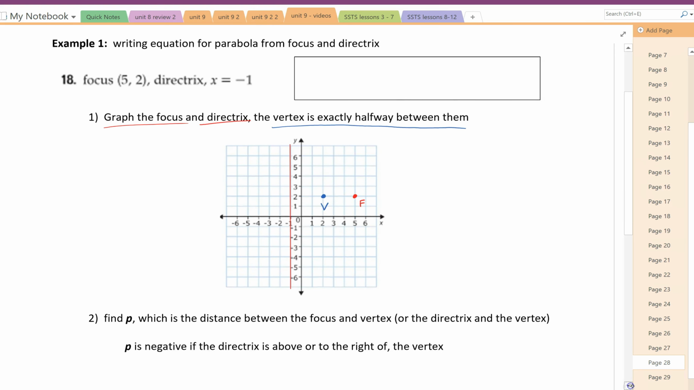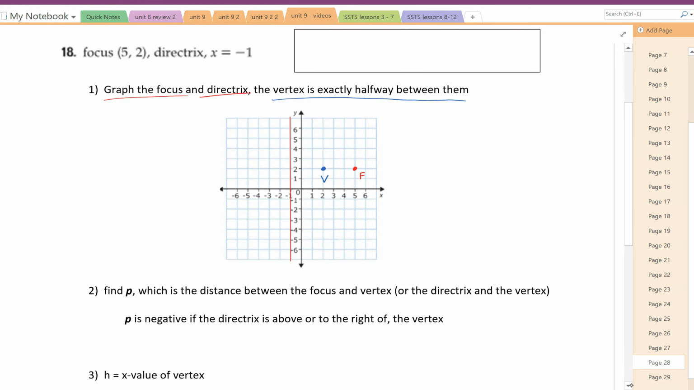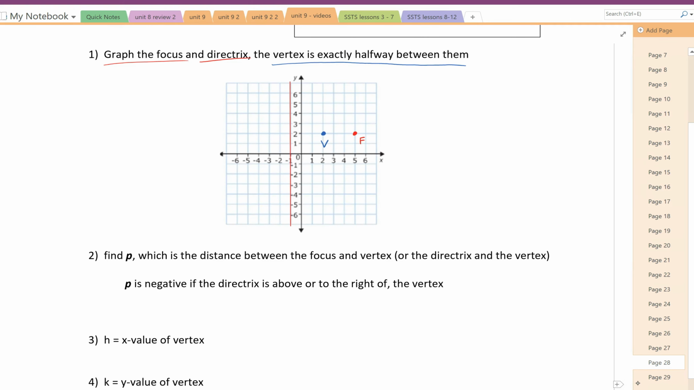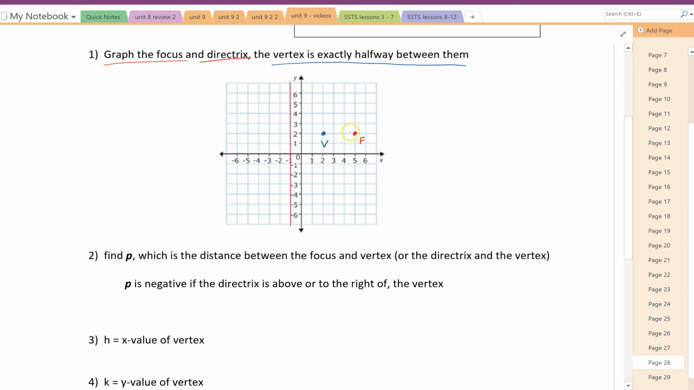The reason I want to find the vertex is because now not only do I know h and k, now I can figure out what p is. P, remember, is just the distance between the vertex and focus. So p here is going to be 3. I would make p negative if the directrix is above or to the right of the vertex. But since the directrix is to the left of the vertex, I'm going to leave p as a positive 3.